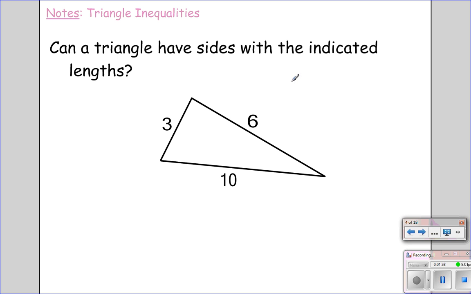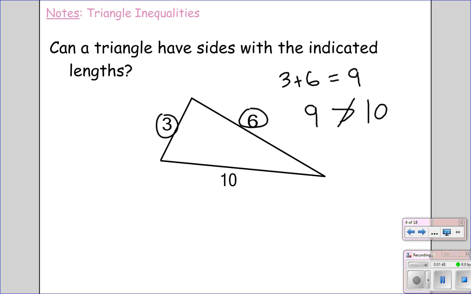On this one, we'll take our two smallest sides, so 3 plus 6, and we're going to see, is that greater than 10? Well, 3 plus 6 is 9, and 9 is not greater than 10. So these lengths actually could not form a triangle because the two smaller sides are not bigger than the third side.